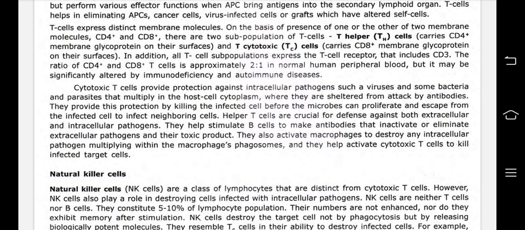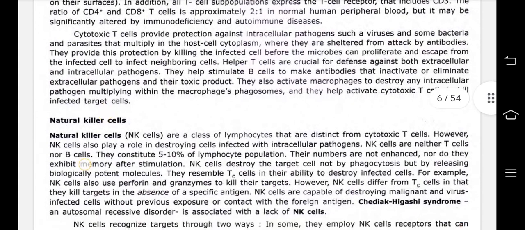They help stimulate B cells to make the antibodies that inactivate or eliminate extracellular pathogens and their toxic products. They also activate macrophages to destroy any intracellular pathogen multiplying within the macrophage phagosomes, and they help activate cytotoxic T cells to kill infected target cells.